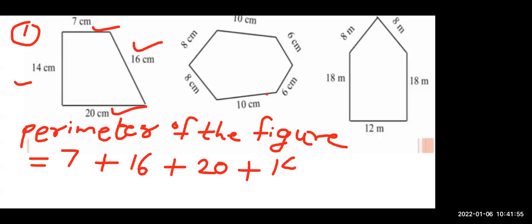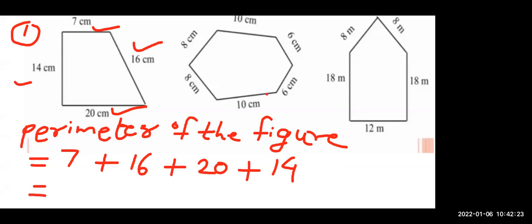ऐसे नहीं करना है आपको, directly नहीं. You have to mention it. Perimeter of the figure because figure को नाम नहीं दिया है. I have explained you both the things. What you will get? 7 plus 16 plus 20 plus 14.